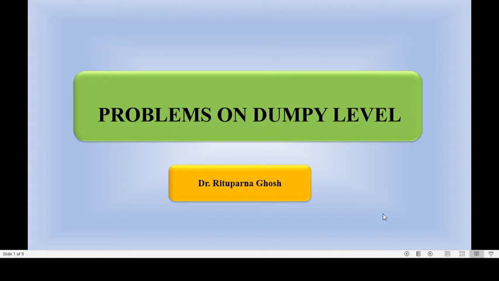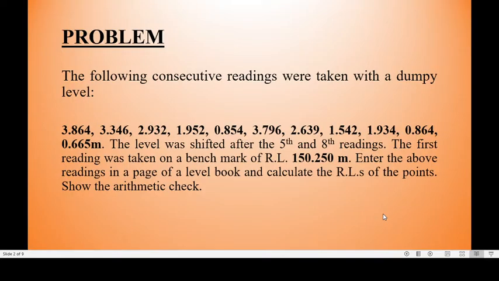This video lecture will help the undergraduate students of Geography Honours to solve the problems that are generally given on Dumpy level. So first we need to find out what is the problem that is given on Dumpy level. The problem is that the following consecutive readings were taken with the Dumpy level, which are as follows.